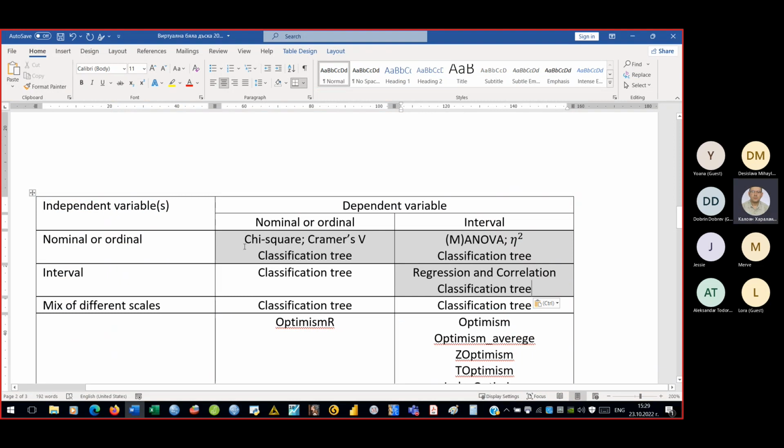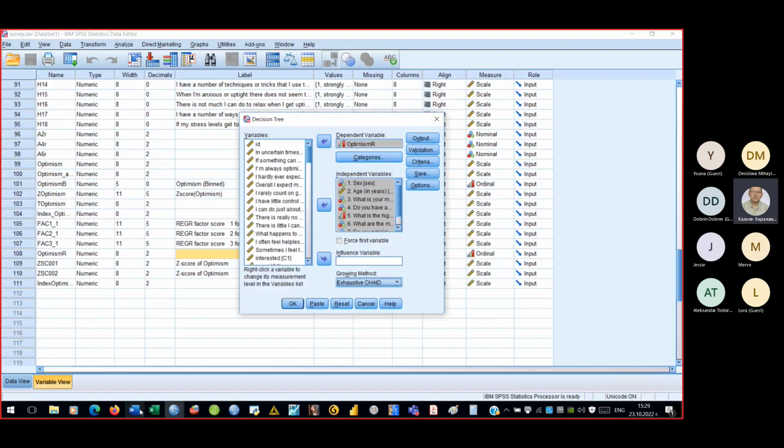Here we already discussed this method. So CRT, the other method, means classification and regression tree. But my choice is exhaustive CHAID. But why?